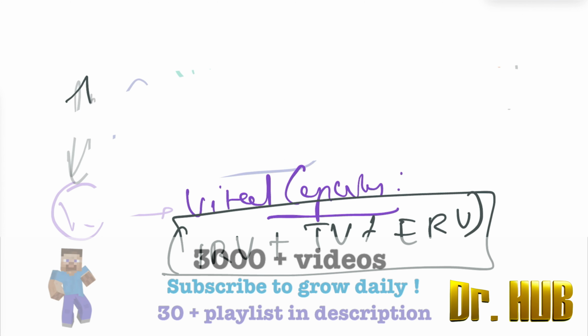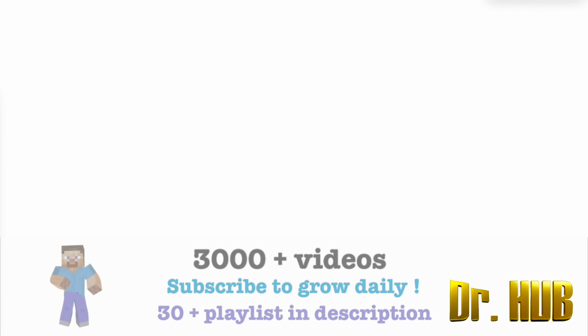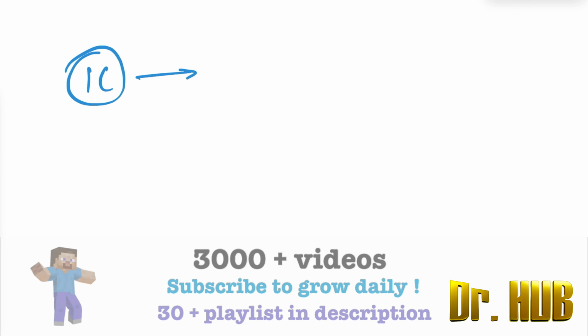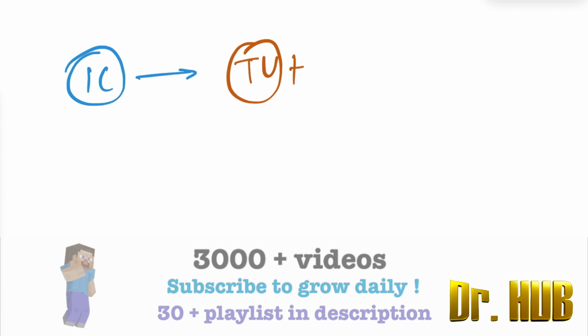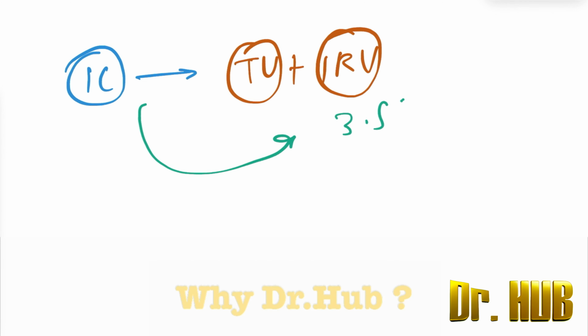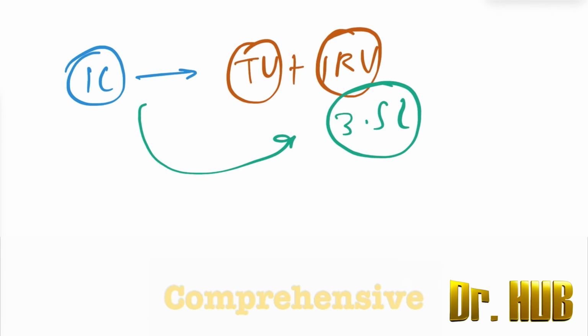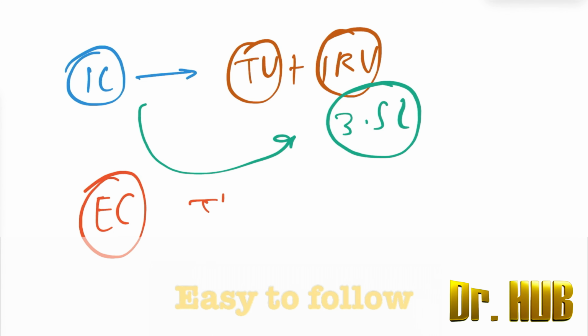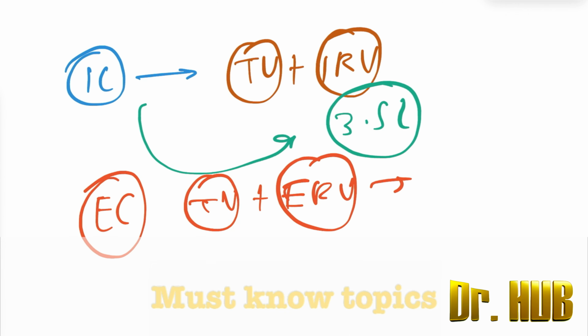Next, we will look at the inspiratory capacity. What is IC equal to? IC is the TV plus the IRV, and it amounts to about 3.5 liters. Next, EC is the expiratory capacity. This is TV plus the ERV. What does this amount to? It amounts to about 1.6 liters.